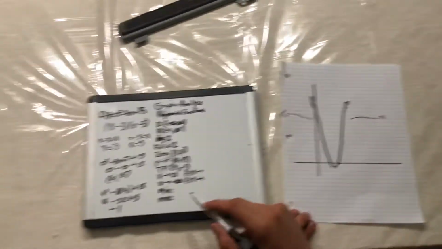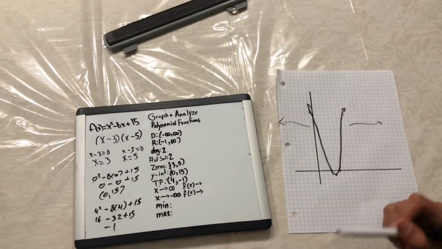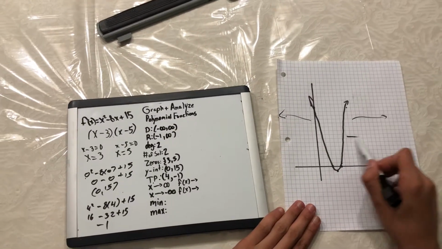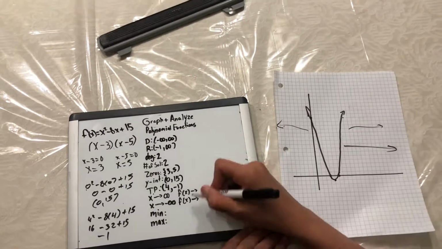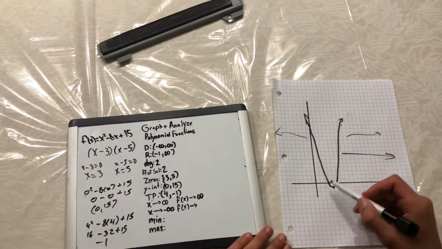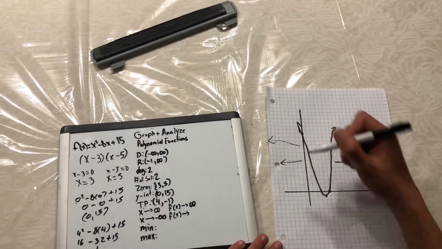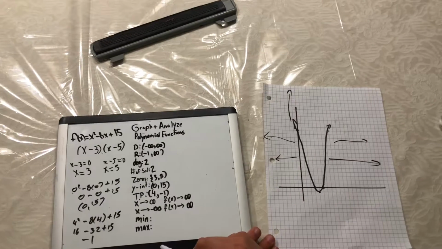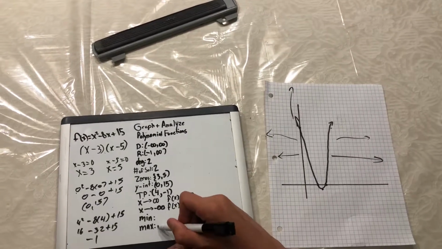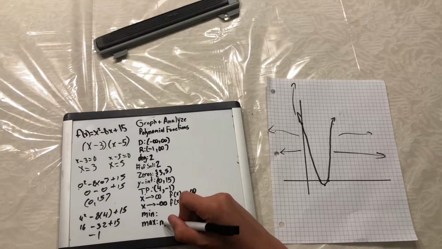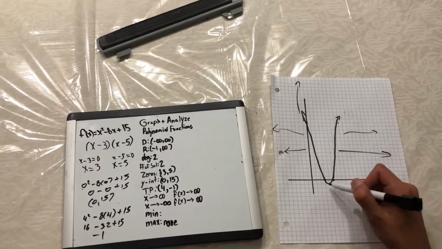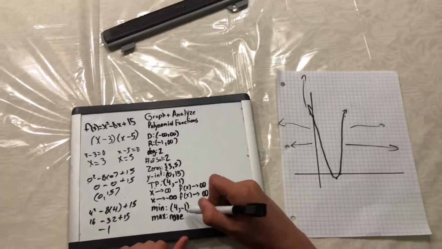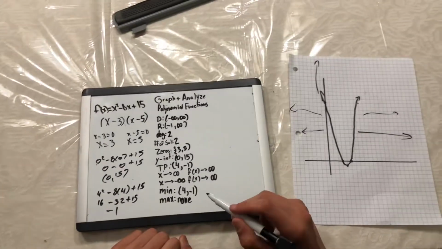For our end behaviors, we look at the end parts of our graph. As x approaches infinity, so as x goes to infinity, y is also approaching infinity. As x is approaching negative infinity, y is approaching infinity. And in this graph, we don't have a max value, but we do have a min. And our min is negative 1, which is also our vertex and also our turning point.